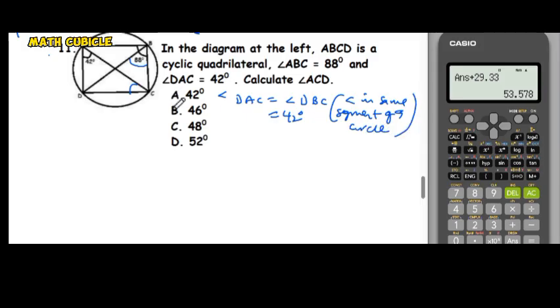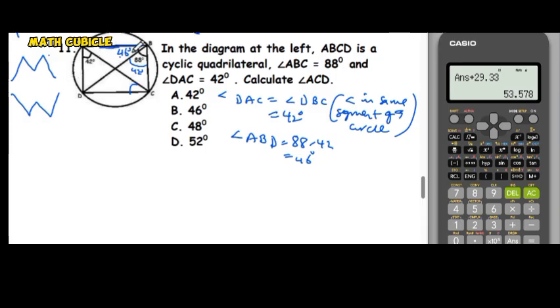Angle in same segment. So if this is 42 degrees and the whole of this angle is 88, that means angle ABD is 88 minus 42. That gives us 46 degrees. So this angle is 46. Now if this angle is 46, remember this is same segment. Now how do you know angles in same segment? They're either M shaped or W shaped.